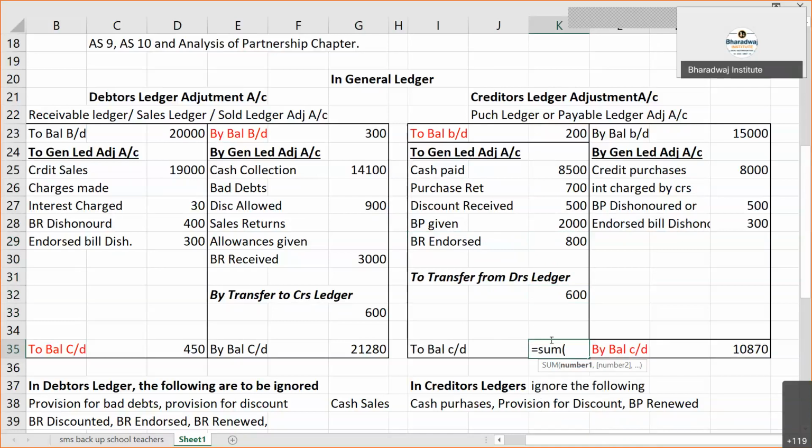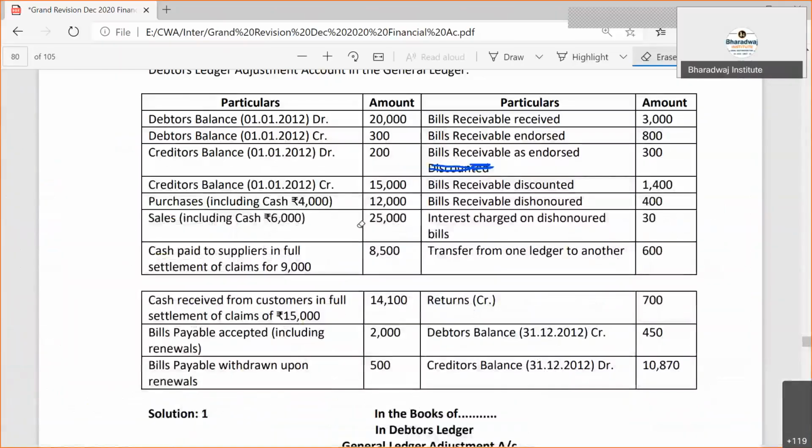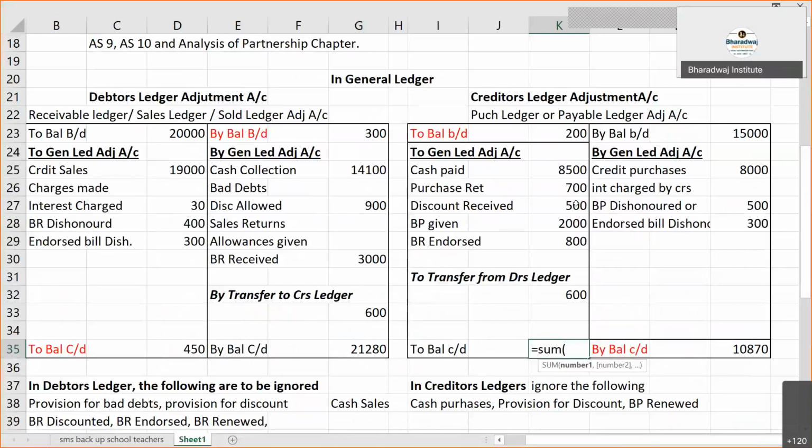So when you tally this... Sir, yes. Is only 500 to be taken in the cash paid, sir? Because look at the problem. We paid only 8,500 in full settlement of 9,000, which means that 500 is discount. Okay, that 500 is discount.